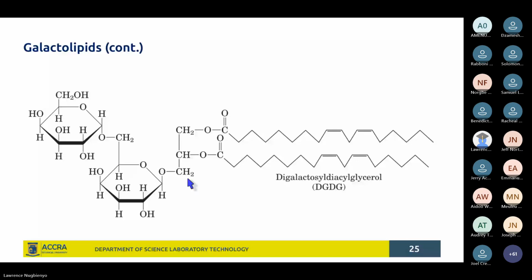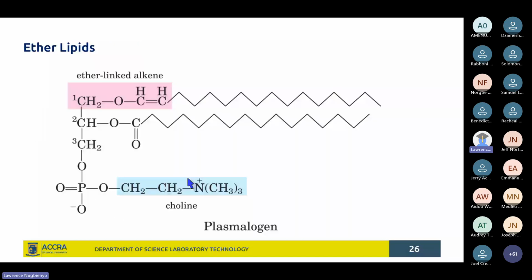And you come across what is referred to as the ether lipids. So we are moving to the last end, where we are talking about the last lipids, which I mentioned you should pay attention to that term ether, because an ether is different from an ester.